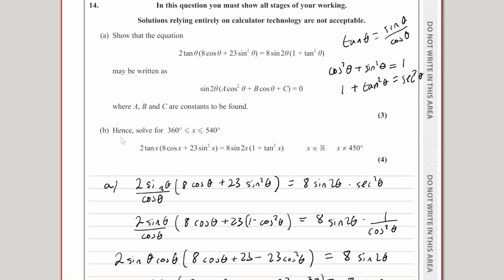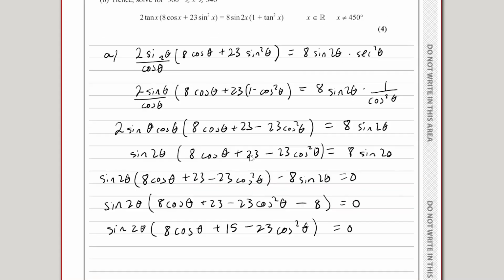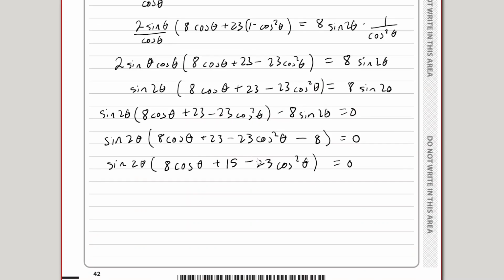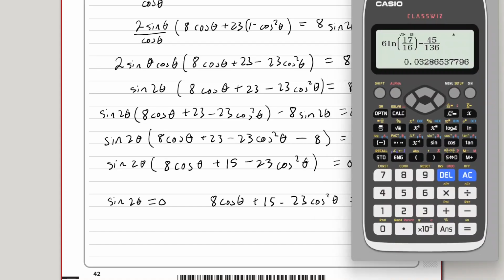And part B, hence solve for 360 to 540 our equation. So solve this. So either sine 2 theta equals 0 or 8 cos theta plus 15 minus 23 cos squared theta equals 0. And we'll use the calculator to solve the quadratic. So negative 23x squared, 8x's and 15. So we've got 1 or negative 15 over 23.